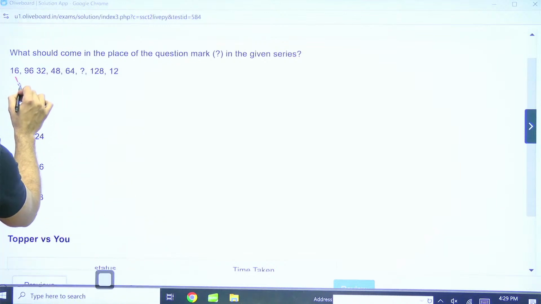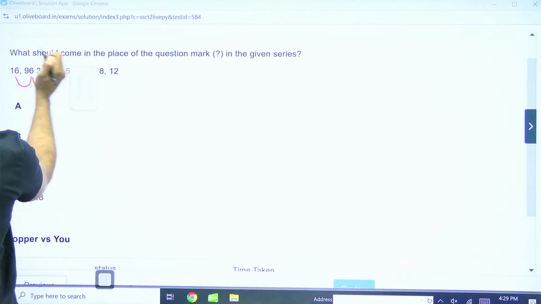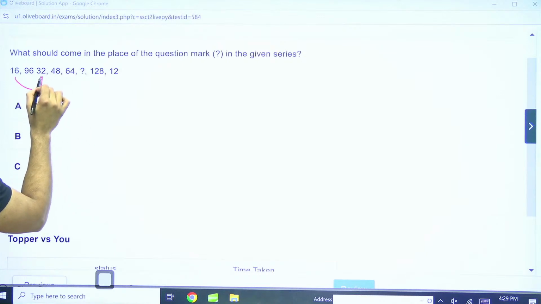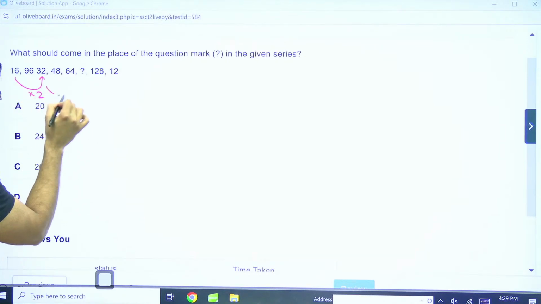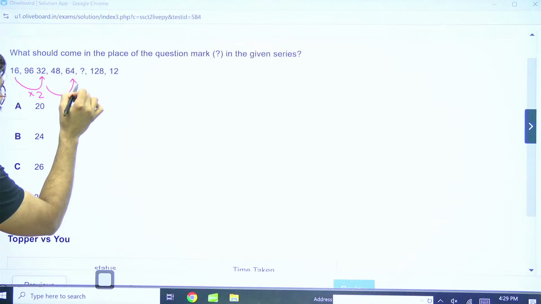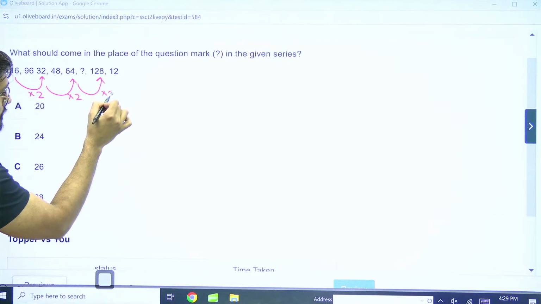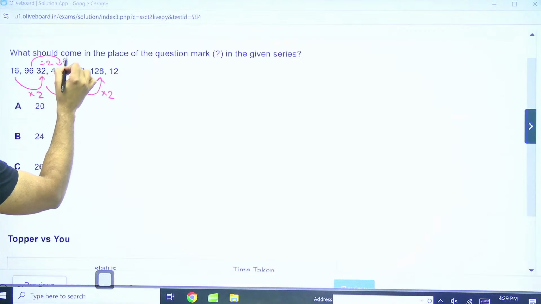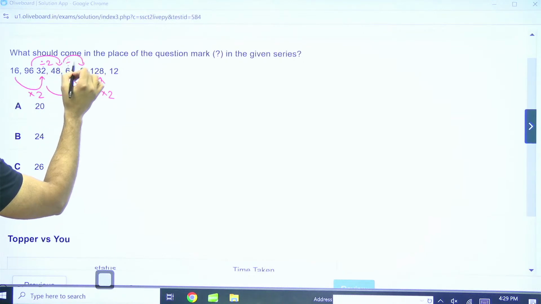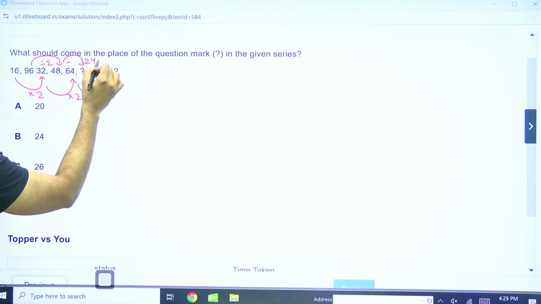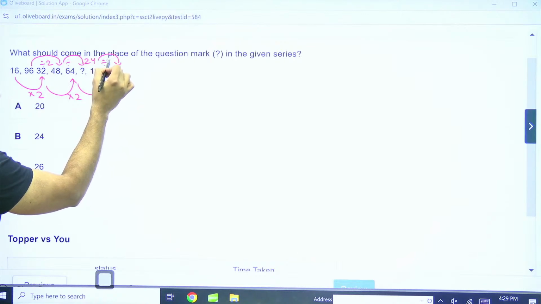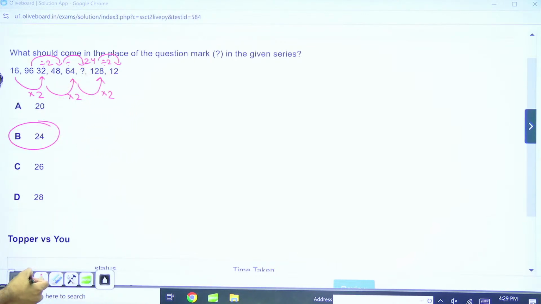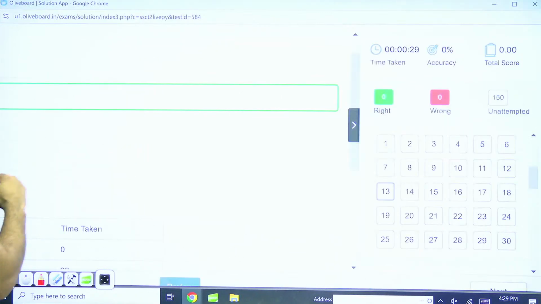16 is connected with 96, then 32, then 48. If you look at these numbers carefully, you can see alternate numbers. 16 to 32 twice, 32 to 64 twice, 64 to 128 again twice. 96 to 48 is divided by 2. 48 divided by 2 will give us what? 24, and 24 divided by 2 will give us 12. So the right answer should be option number B, 24. Let's mark option B, 24. Yes, this is the right one.